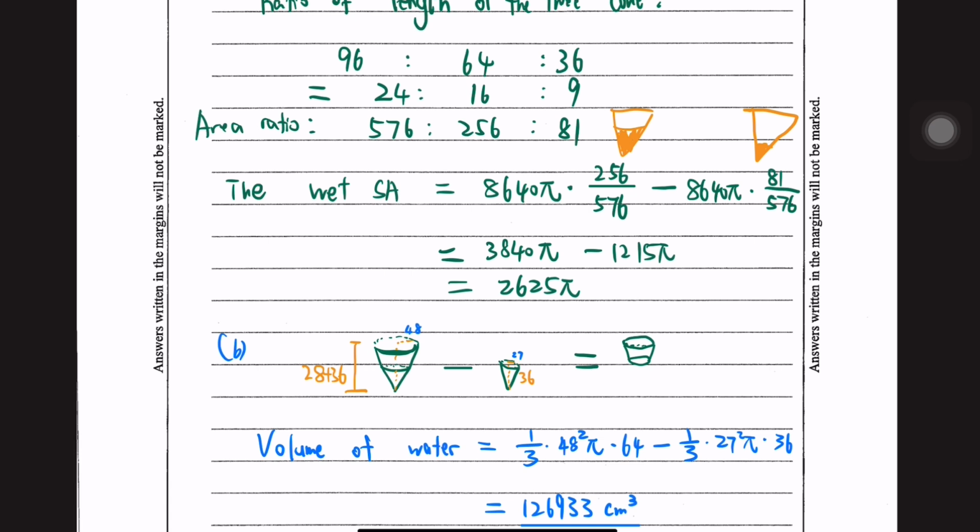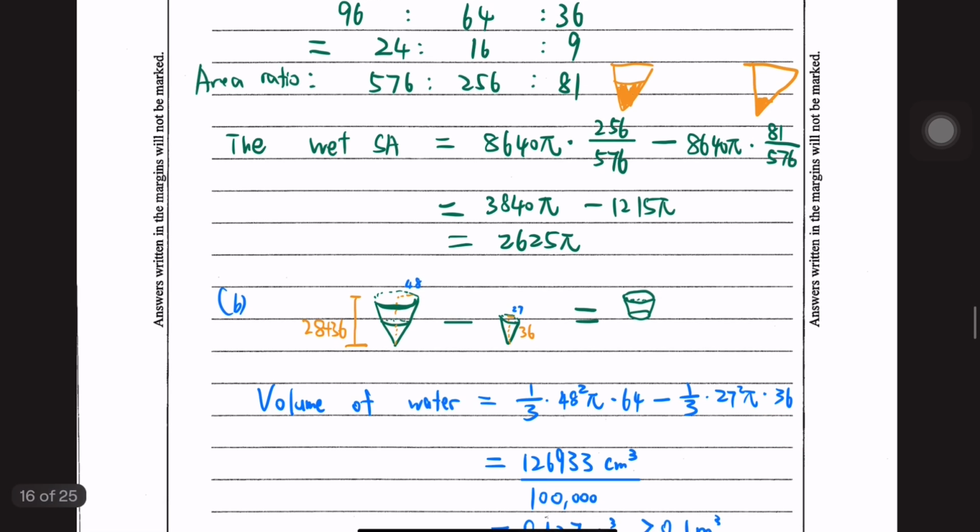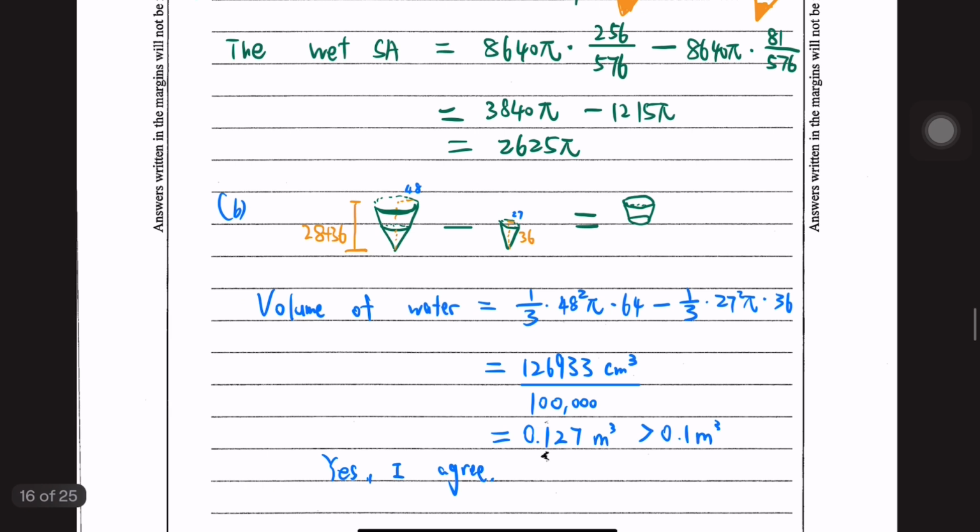How do you change cm cubed to m cubed? It's cubed. So 100 cm equals 1 meter. When it is squared, this will be squared, so 10,000 cm squared equals 1 m squared. When it turns to cubed, it will be 100 to the power 3 cm cubed equals 1 meter cubed. So it's 1,000,000 here. After you divide it, it's 0.127 m cubed.